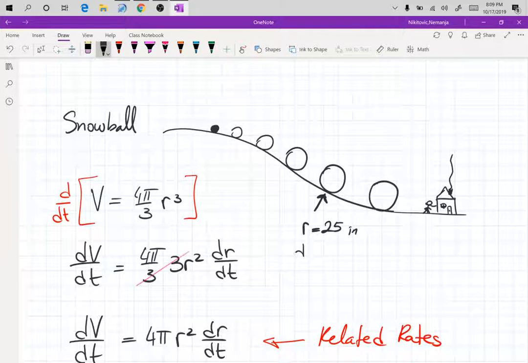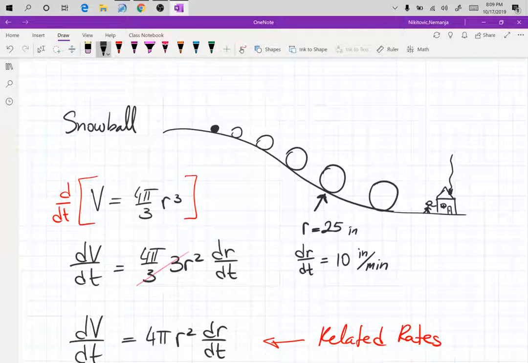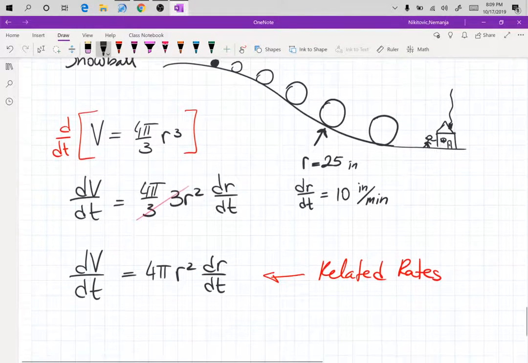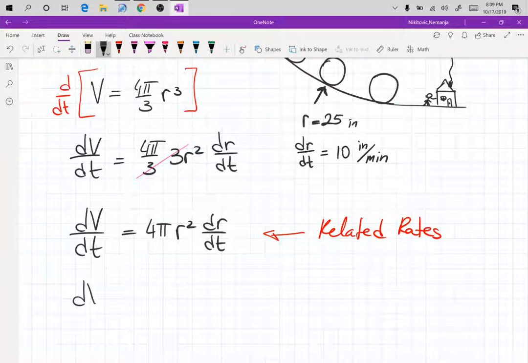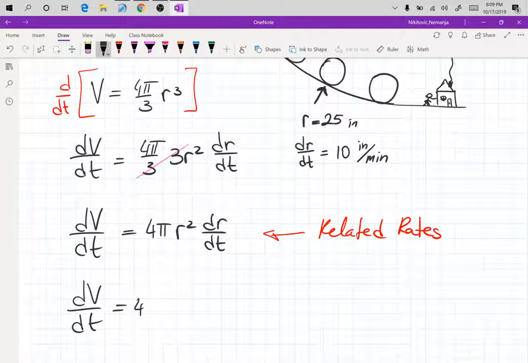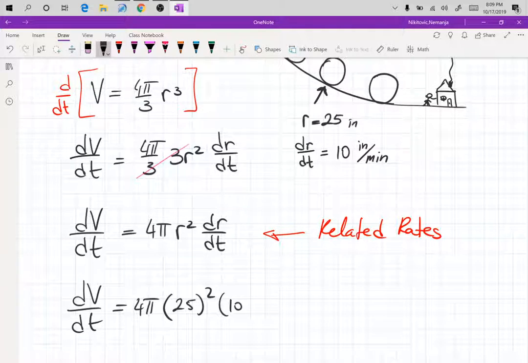And it's picking up the snow at what rate? Stop with the 3,000. Inches, right? So let's pick up 10 inches per minute. So the radius is increasing by 10 inches per minute. So the change in volume is going to be 4 pi, r is 25 squared, times 10.